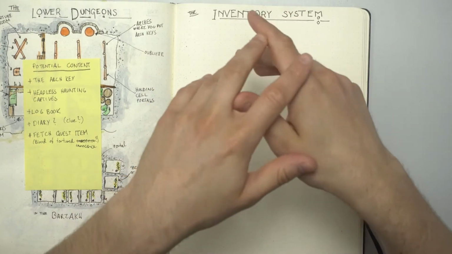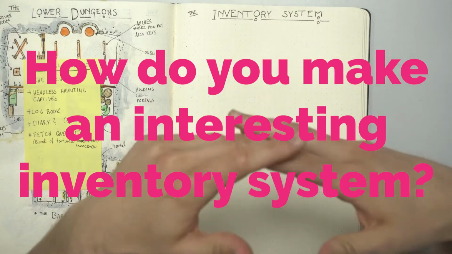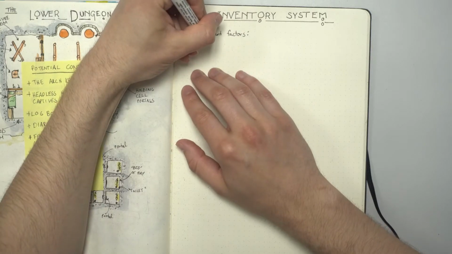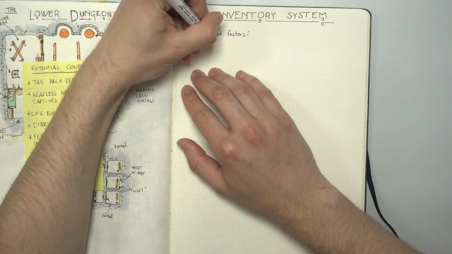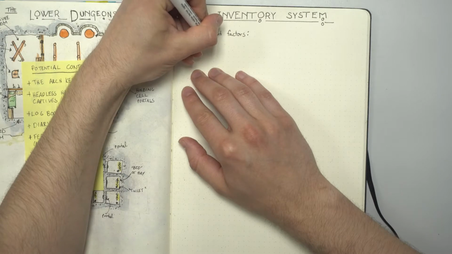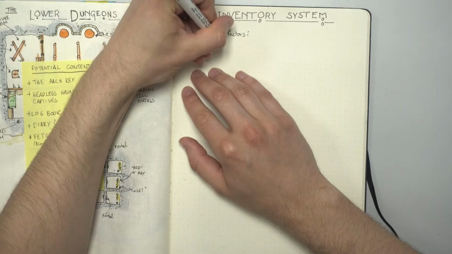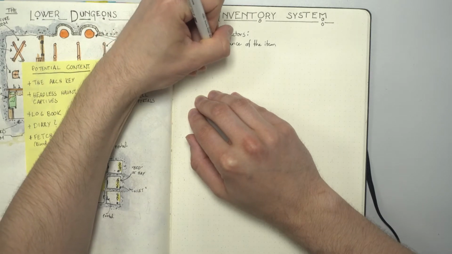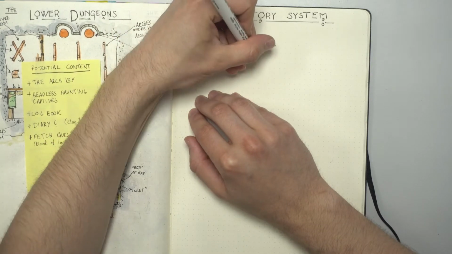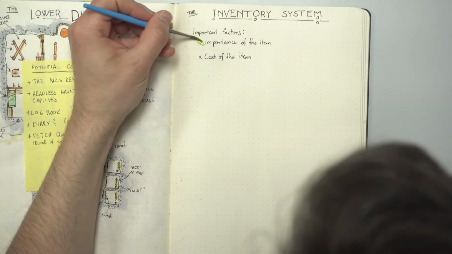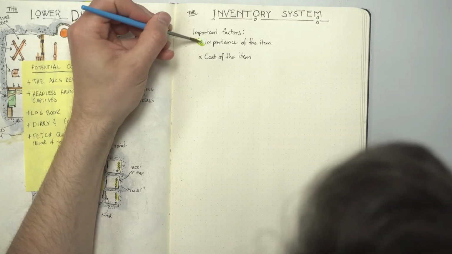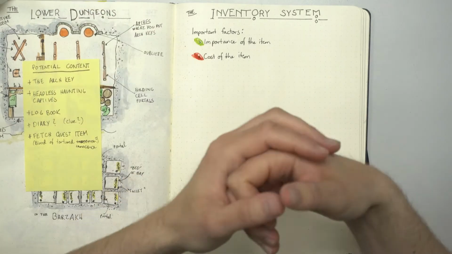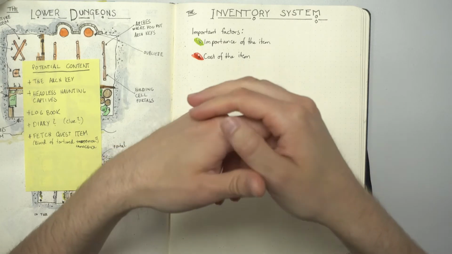But the question becomes, how do you make an interesting inventory system? The answer is that the players need to be able to make meaningful decisions. They should interact with the inventory system frequently, and they should want to interact with it. And there are two important factors that need to be present for this to happen: the item's importance and its cost.